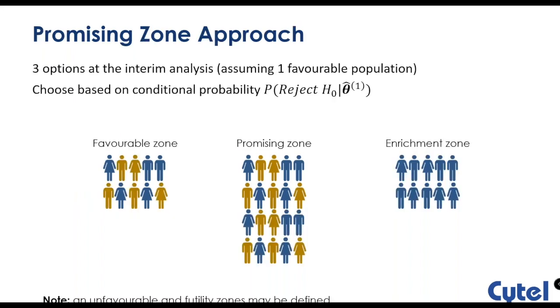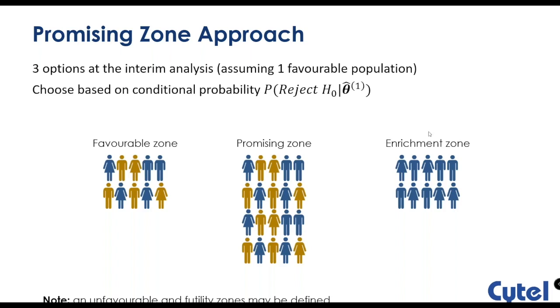Okay, stepping back away from the Bayesian setting, and now we'll look at the promising zone approach. And it may be a little confusing to jump back and forth between the 2 methods, but we're going to use this promising zone approach in the example to come. So I thought it was most useful to discuss this at this point.